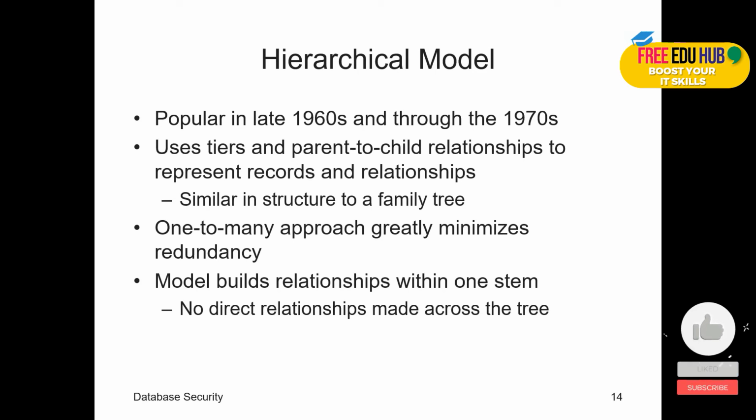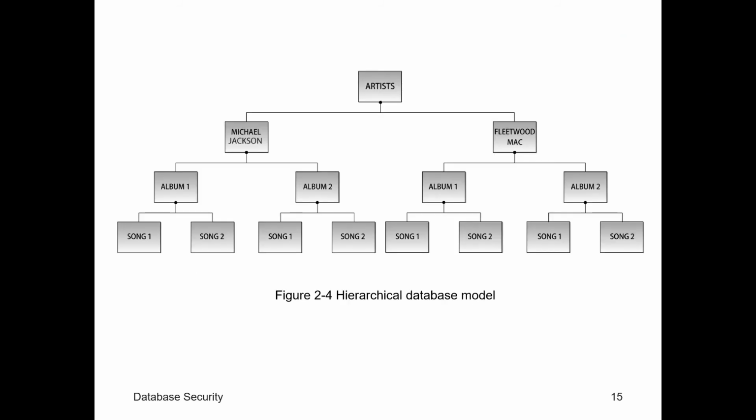That's a one-to-one relationship. One-to-many relationship: one course can be offered to many students, like we have one course, CIT 226, registered by many students. Many-to-many: many courses can be registered by many students. In our college, we have lots of courses offered, and all students can take different courses. Now, the model builds the relationship with one stem, with no direct relationship made across the tree.